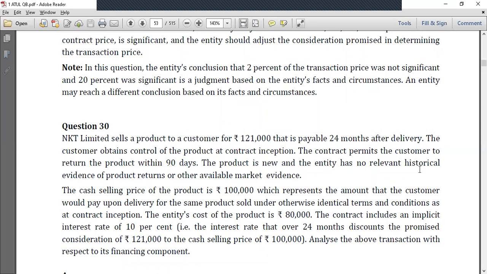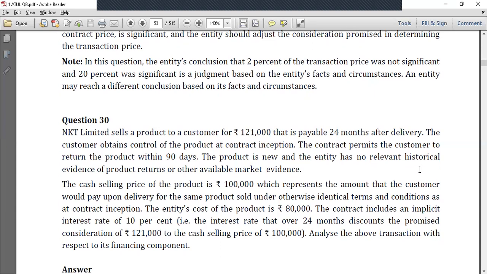So you can say here 1 lakh is the cash selling price and 1,21,000 is the price at which he sells to the customer. So can you say 21,000 is a significant financing component? See, he is asking that only. The contract includes an implicit interest rate of 10%. Over 24 months, the promised consideration is 1,21,000 against the cash selling price of 1 lakh, that is 21,000. Analyze the transaction above with respect to its financing component. That's what he is asking.